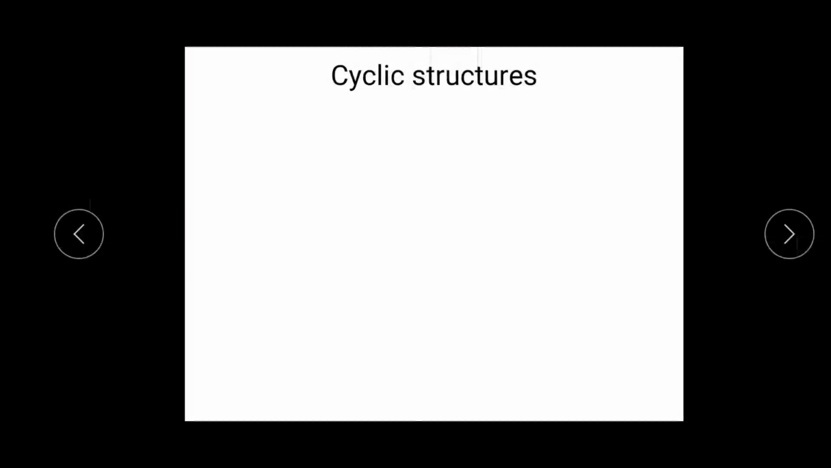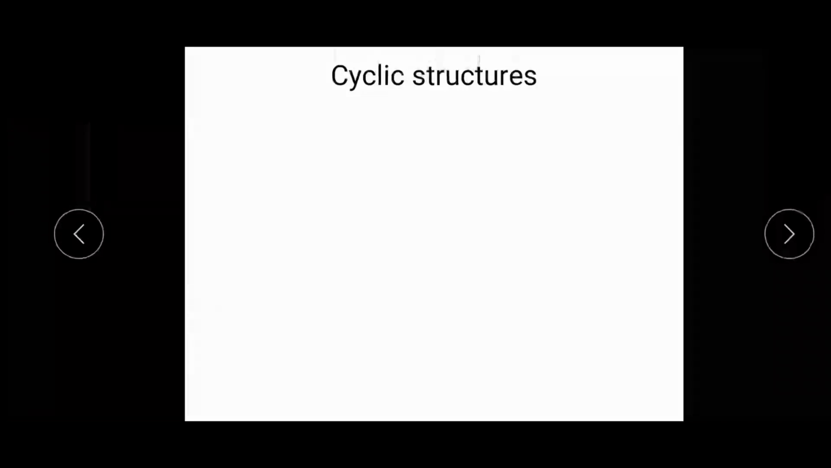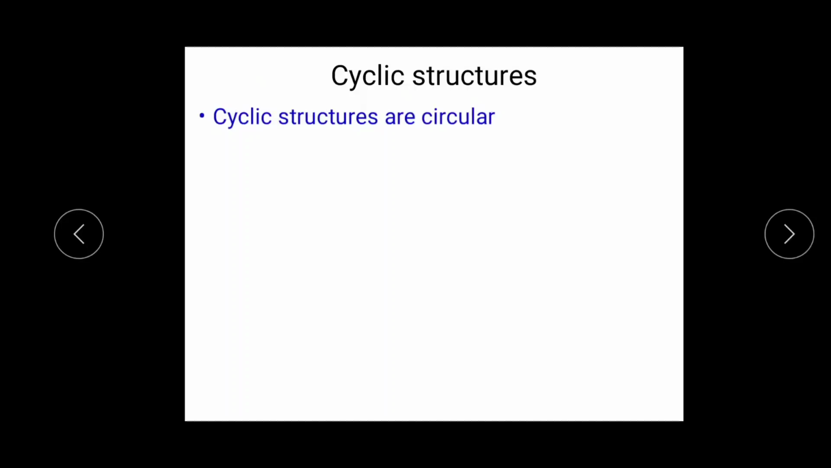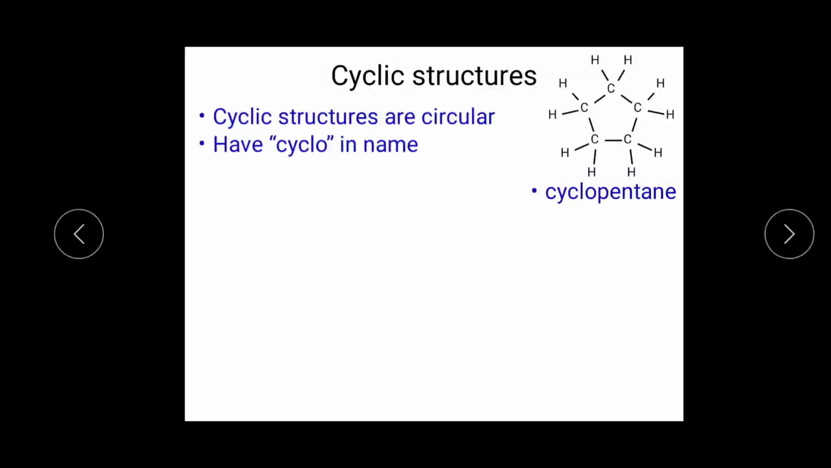For now, let's talk about cyclic structures. Cyclic structures are circular, having cyclo in the name, just like the examples that we have here. This is presented in a skeleton structure. And this is now presented in an expanded structure. And this structure is an example. This structure is a cyclopentane.